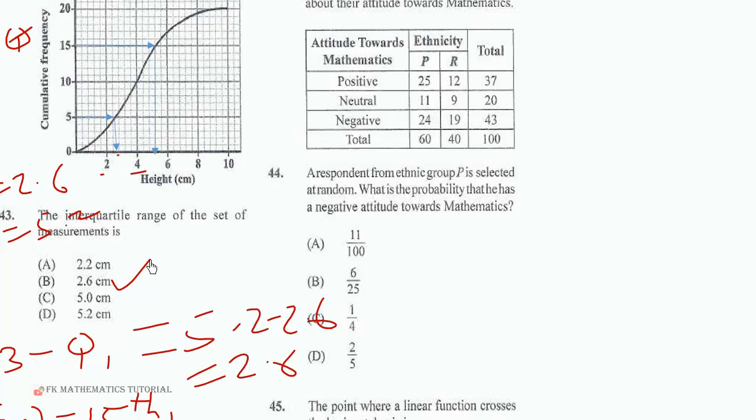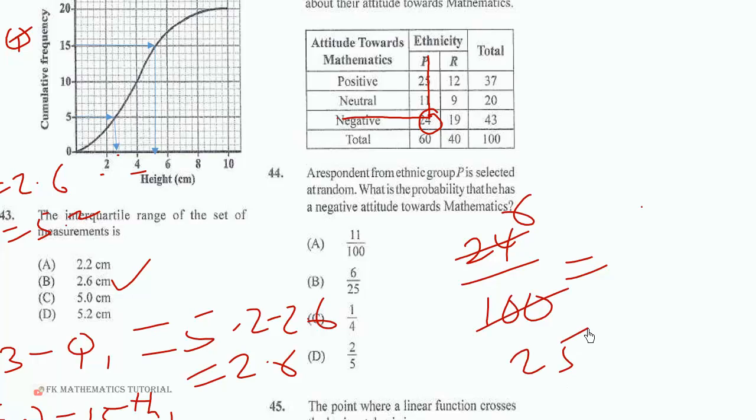So we trace the ethnic group P until we intersect with negative attitude. That will be 24. So 24 over the total number of people surveyed, which will be 24 over 100. That will be equal to, 4 goes into 24 six times, 4 goes into 100 twenty-five times. So it will be 6 over 25.